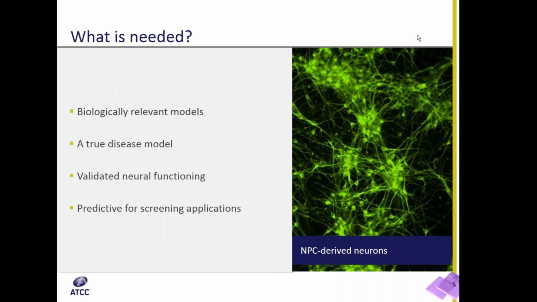So what is needed for in vitro neurological studies is biologically relevant models of normal and diseased tissue which have been validated for neural functioning and are predictive for screening applications in drug development, normal physiology research, and importantly, toxicological studies. Neural progenitor cells answer all these needs, as I'll show you in the following slides.